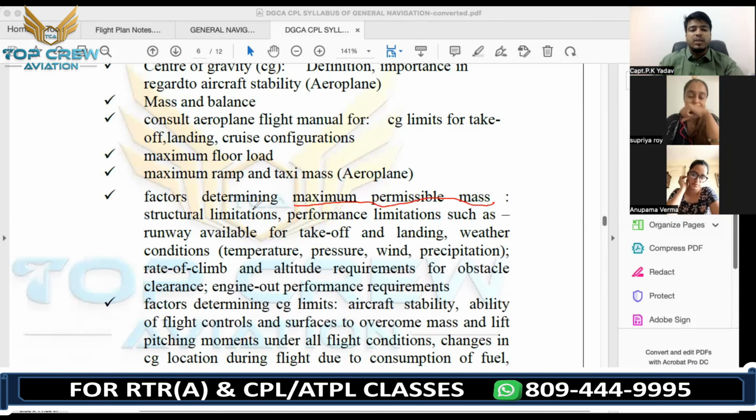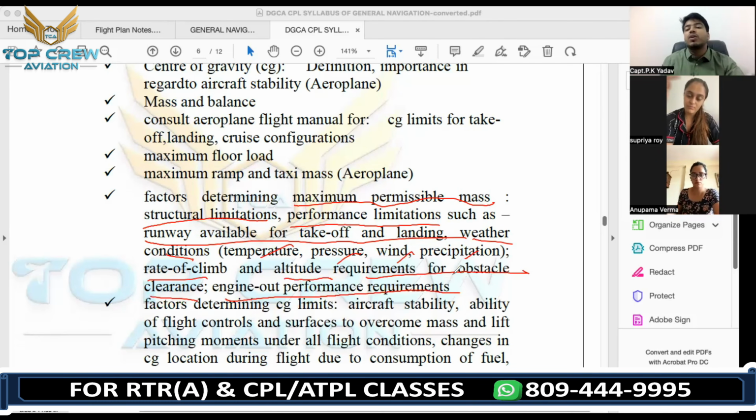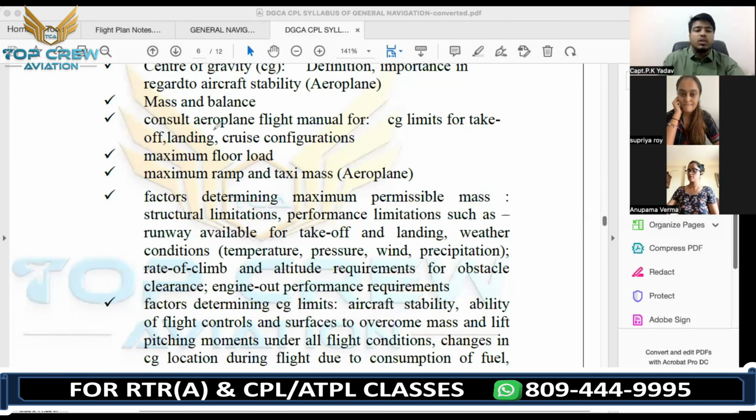See, here are the factors determining maximum permissible mass, which you were asking. Structural limitations, performance limitations, runway available for takeoff and landing, weather conditions, temperature, pressure, wind, precipitation, rate of climb, altitude requirements for obstacle clearance, engine out performance requirements. These all parameters we should know. Once we are aware about all these things, then only we can plan perfectly for all these things.